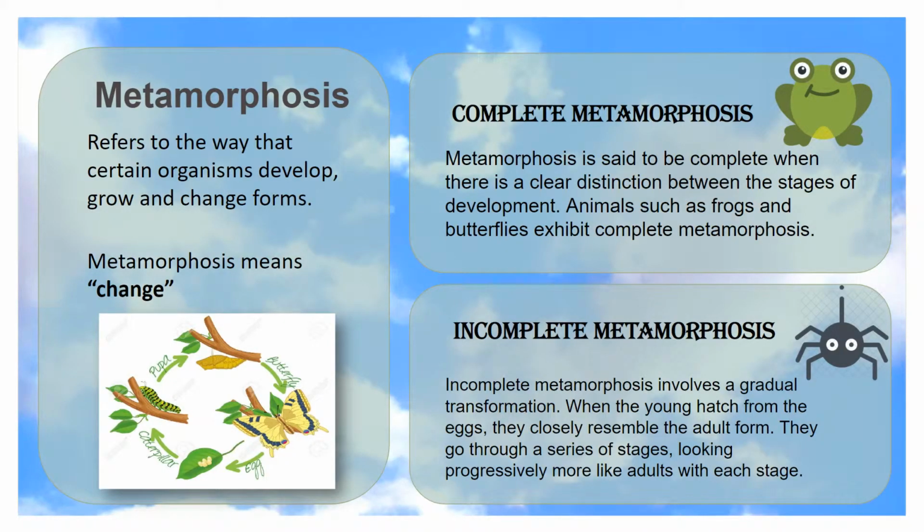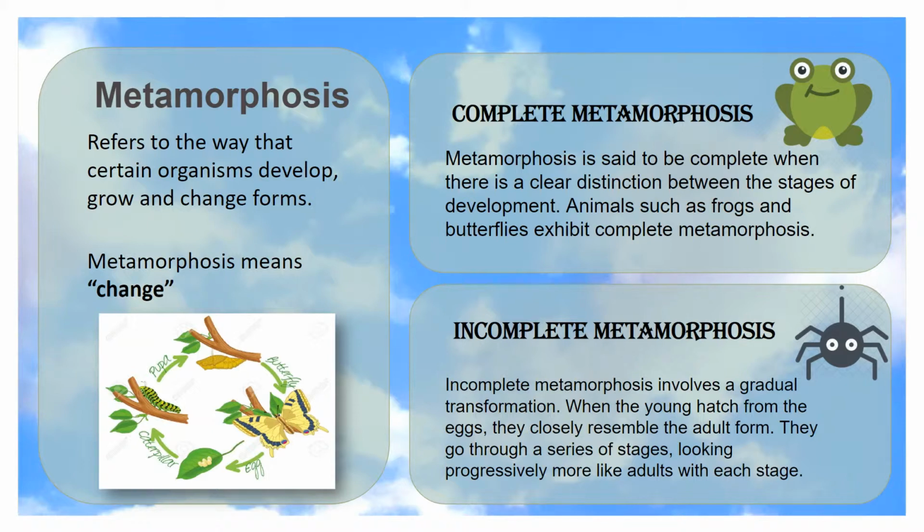Students will learn the science concept of metamorphosis. Metamorphosis is the process of organisms taking different forms as they grow. In other words, metamorphosis is the change of forms of an organism while it is still alive. There are two types of metamorphosis, the complete metamorphosis and the incomplete metamorphosis.